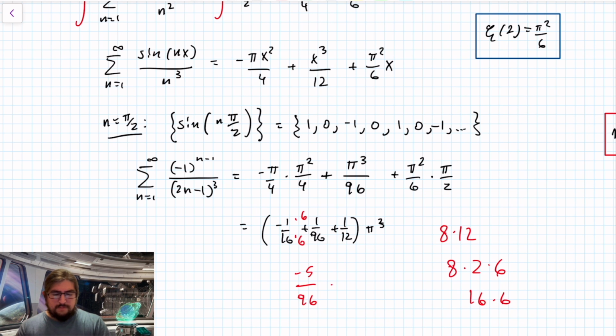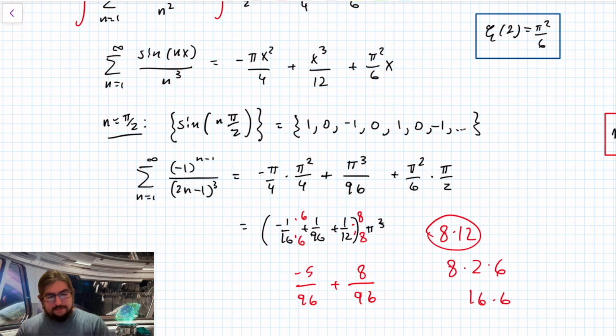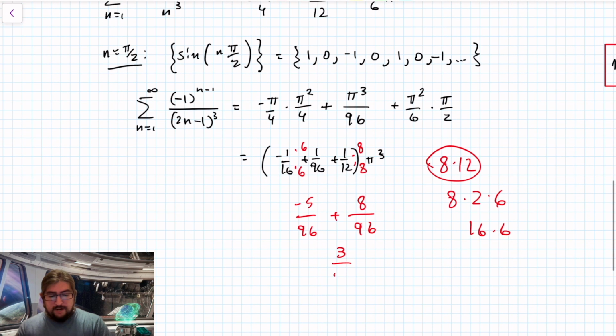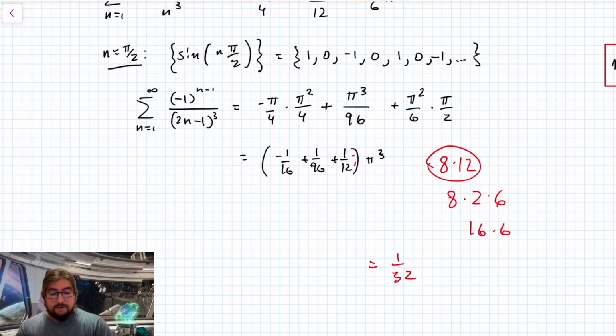Now, how can you get 12 from that? Well, we just saw that 8 times 12 is 96. So in fact, multiplying this by 8 top and bottom gives you that. But that, in fact, is 3 over 96, which reduces to 1 over 32. That's what I wanted to show. So in fact, all in all, this is equal to pi cubed over 32.